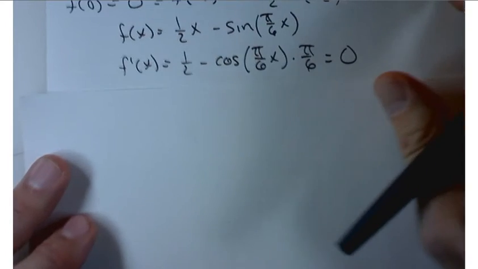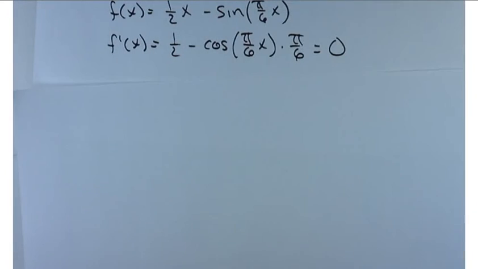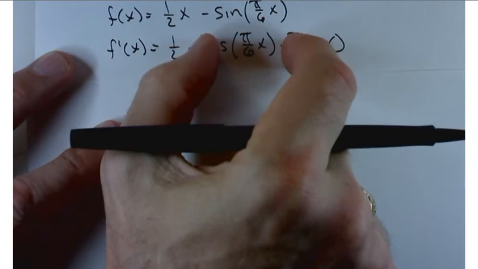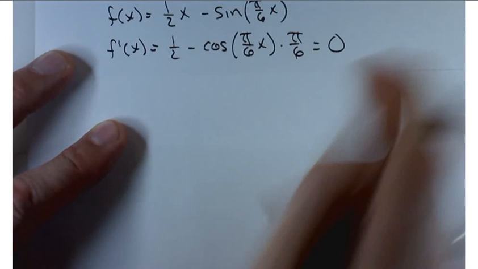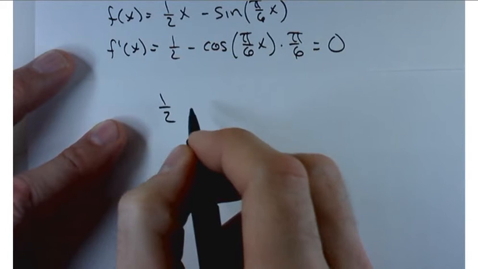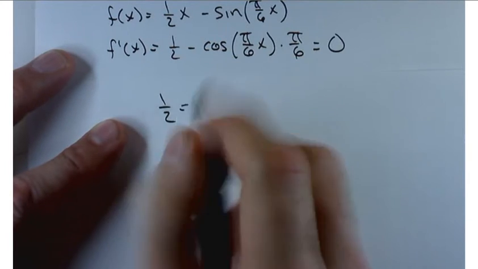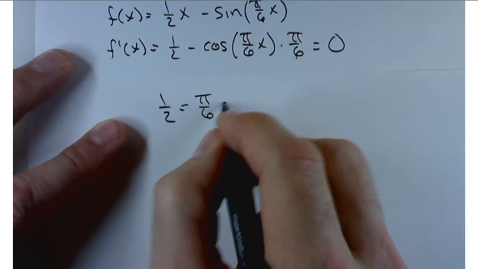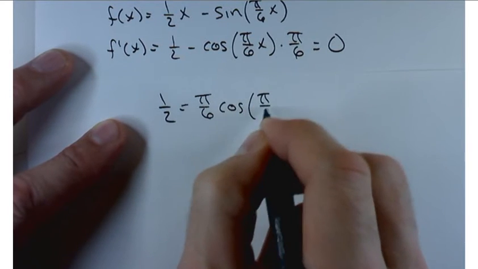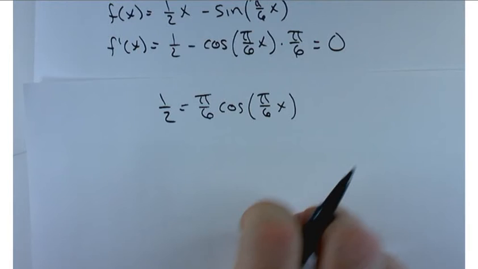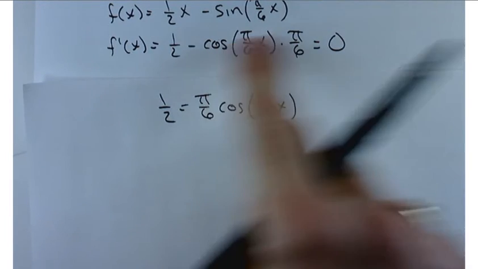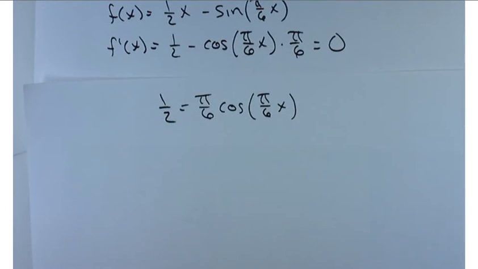So, all right, we're going to set this equal to 0. I'm going to pick this whole term up and move it to the right-hand side. That way I get rid of the negative sign. That's going to be 1/2 equals pi over 6 cosine of pi over 6x. So all I did is I moved this whole term to the right-hand side. I also moved the constant out in front. I need to solve for x.